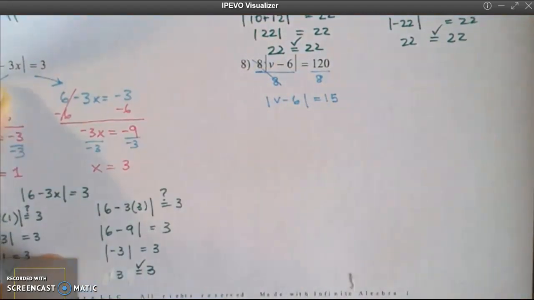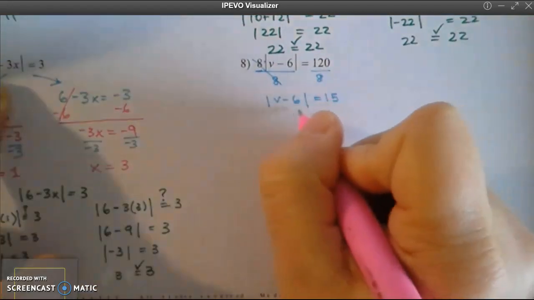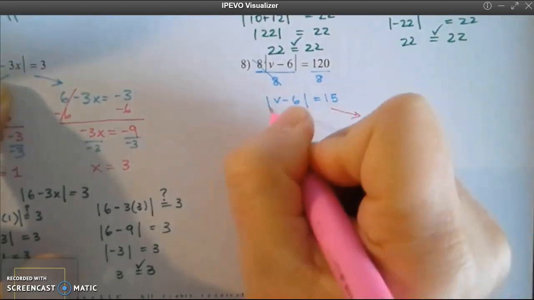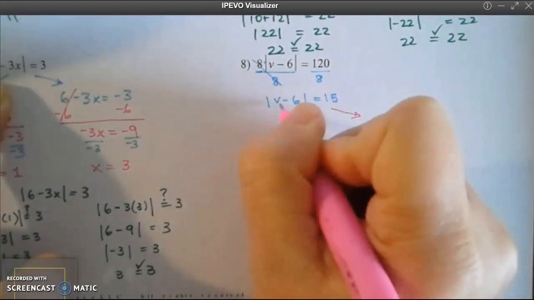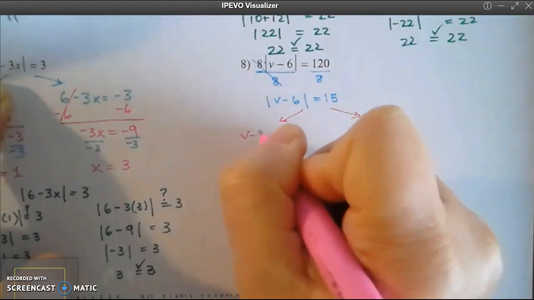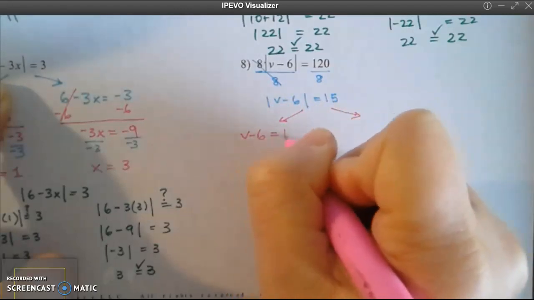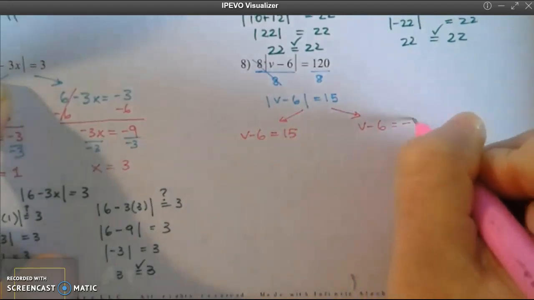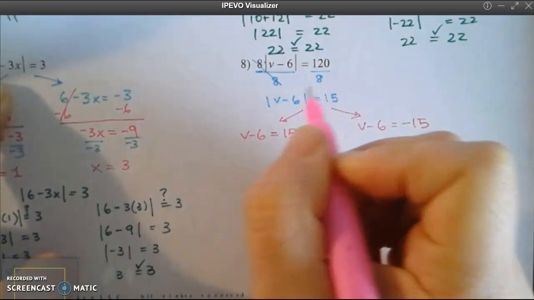This is the time when we are going to be considering that it has two different versions, and you should have two separate equations. Considering what's inside the absolute value, that's v minus 6. That could be positive 15, the positive version, or v minus 6 could be negative 15. Then you solve from here.